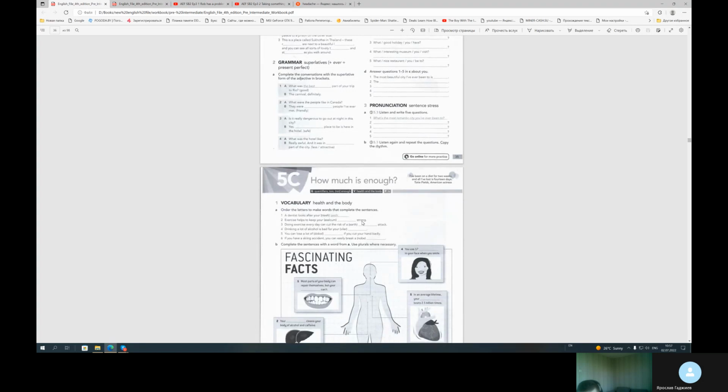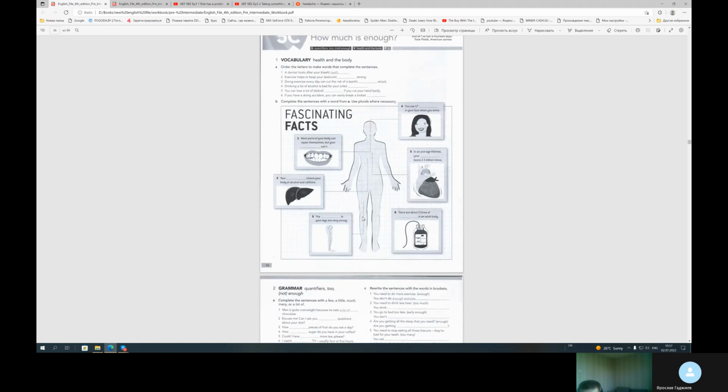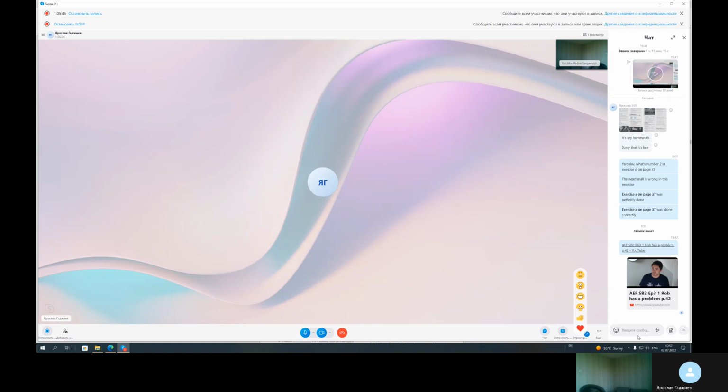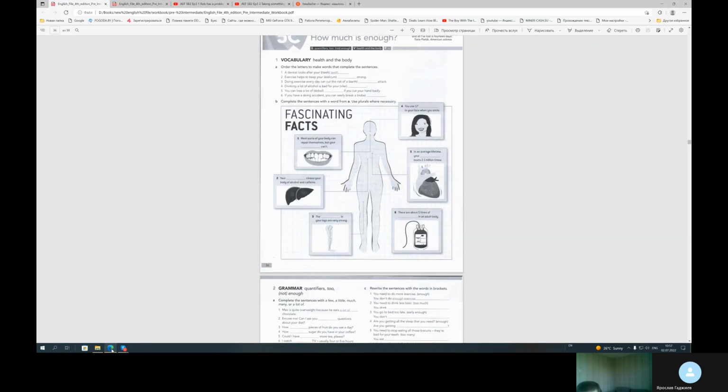How much is enough? It's 5C, vocabulary, health and the body. Exercise A, page 36, section A, vocabulary. Make words with the letters that are scrambled.